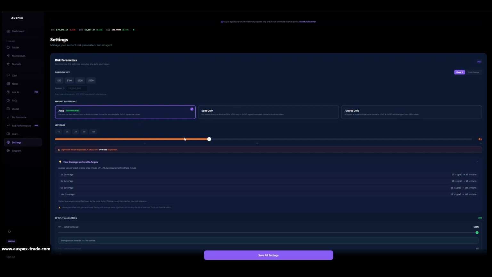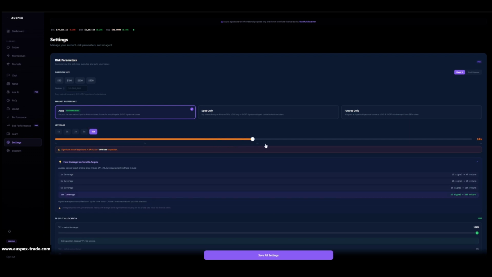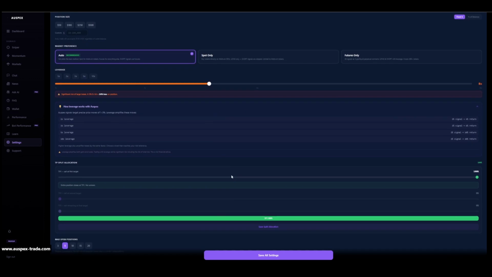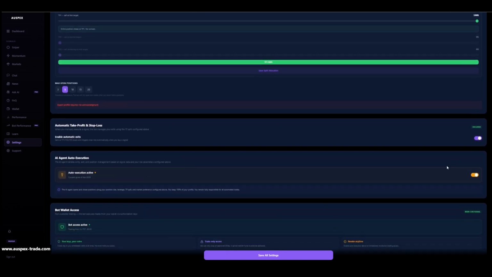Adjust your leverage from 1 times to 10 times. Remember, higher leverage amplifies both gains and losses. Configure your take-profit split allocation across TP1, TP2, and TP3, set maximum open positions to manage risk, and enable AI agent auto-execution to let the bot trade automatically based on your parameters.